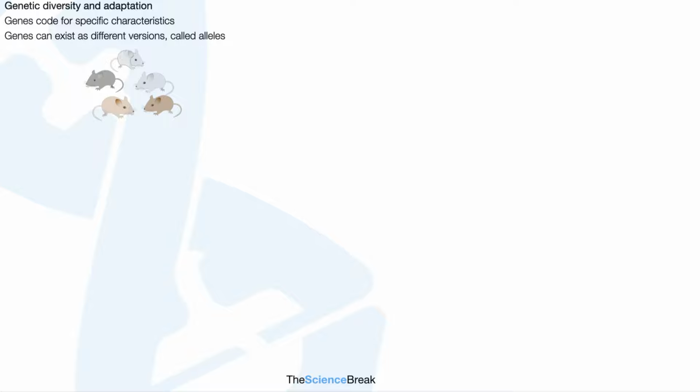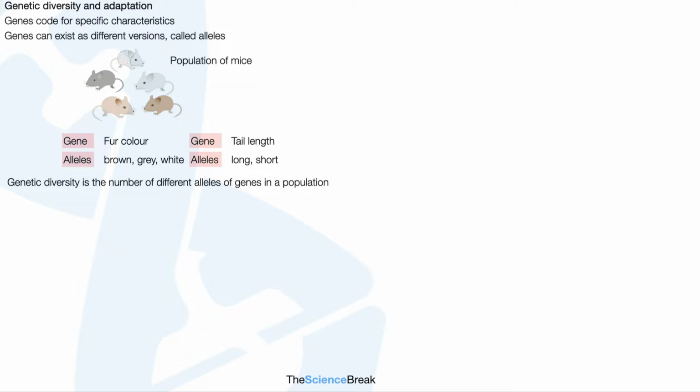Here we have a population of mice. And let's take a look at an example of the gene for fur color, which they all have. There are different versions of the gene for fur color called alleles, and these alleles could be brown or grey or white. One more example, the gene for tail length, and the alleles for that could be long or short. So that's two examples of genes and their alleles.